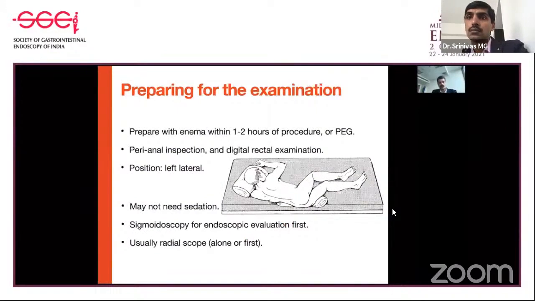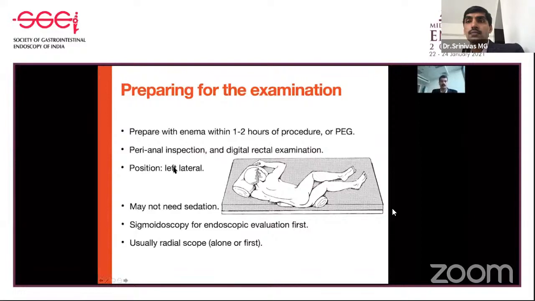So first, how do you prepare for the anorectal US examination? If we have to do a limited evaluation, particularly of the anal strictures and anal sphincters, then preparation with enema alone within 1 to 2 hours of the procedure is adequate. Or preferably, we can prepare the bowel with polyethylene glycol, like we do for standard colonoscopy, a split dose regime, 2 liters the night before and 2 liters in the morning within 4 hours of the onset of the preparation.